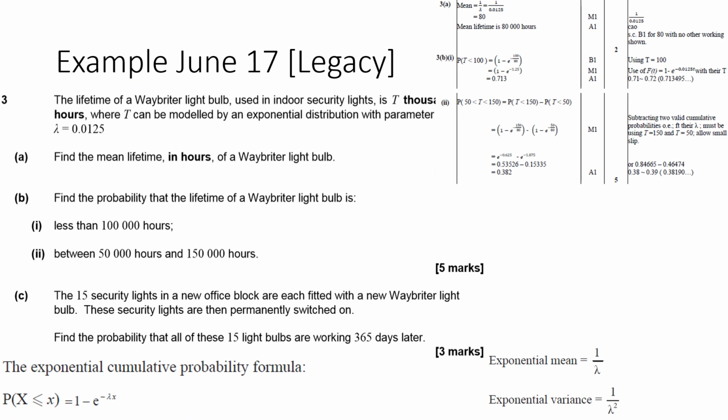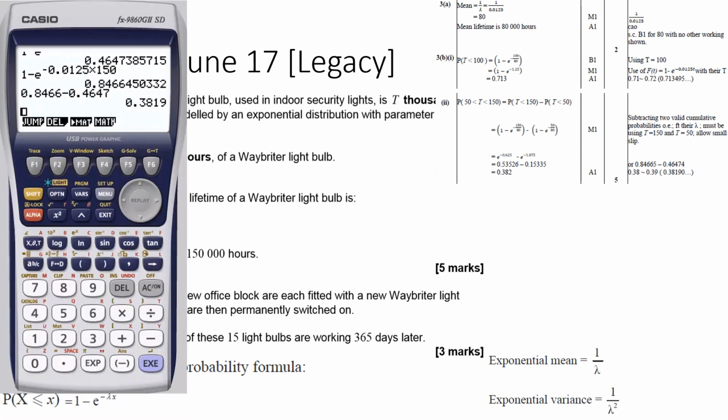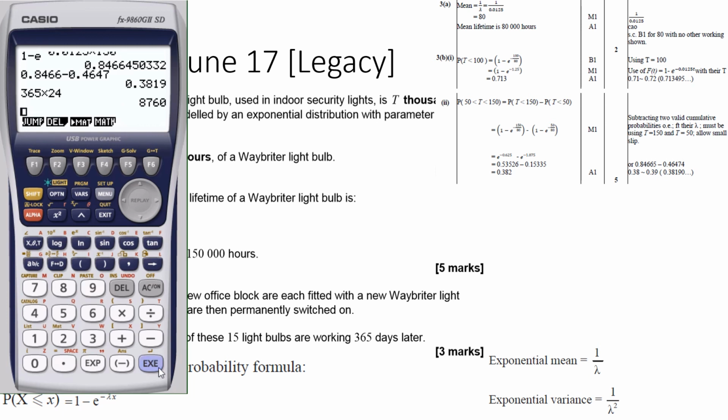Okay, security lights, 15 in a new office block. These security lights are permanently switched on. Find the probability that all 15, so something to do with probability to the power 15, are still working 365 days later. We're measuring in thousands of hours. How many thousands of hours are there in 365 days? So 365 days times by 24 hours is 8,760.